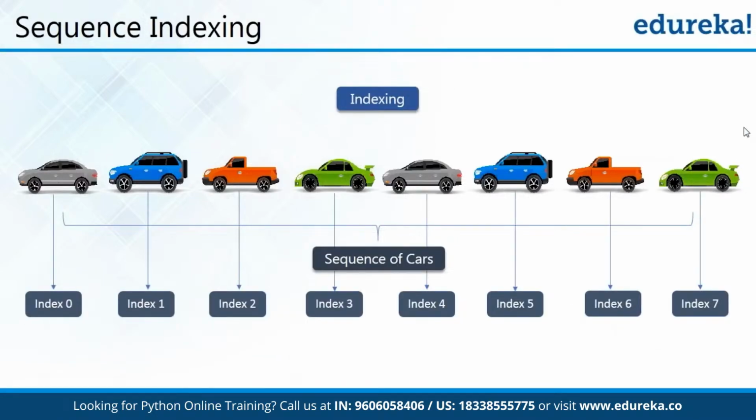Now comes indexing. I've talked a lot about indexing in the previous slides as well, but let me tell you once again. You have this particular sequence. And in Python, let me tell you guys, the indexing starts from 0 like other programming languages. So this car comes at index 0, this comes at 1st, 2nd, 3rd, 4th, 5th, 6th, and 7th. So we have 8 elements in this particular sequence, and the index range is from 0 to the 7th element. So this is what indexing is.